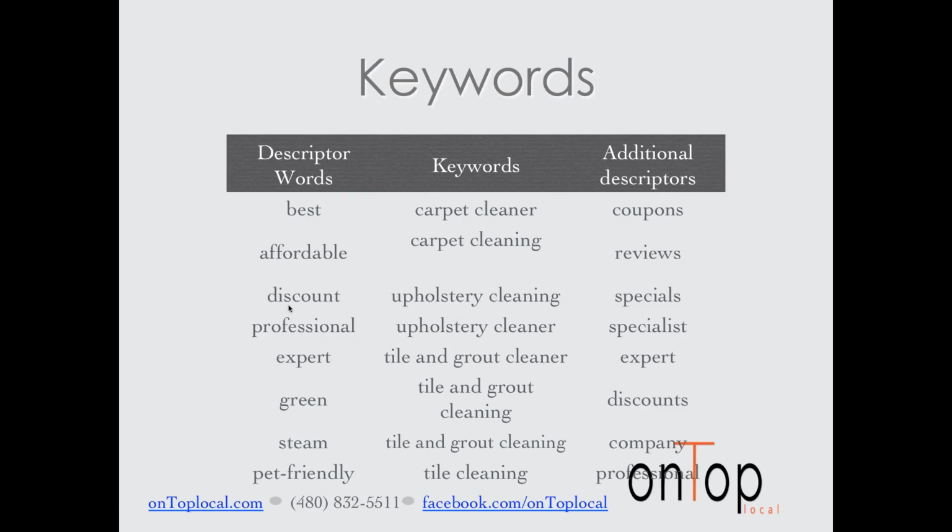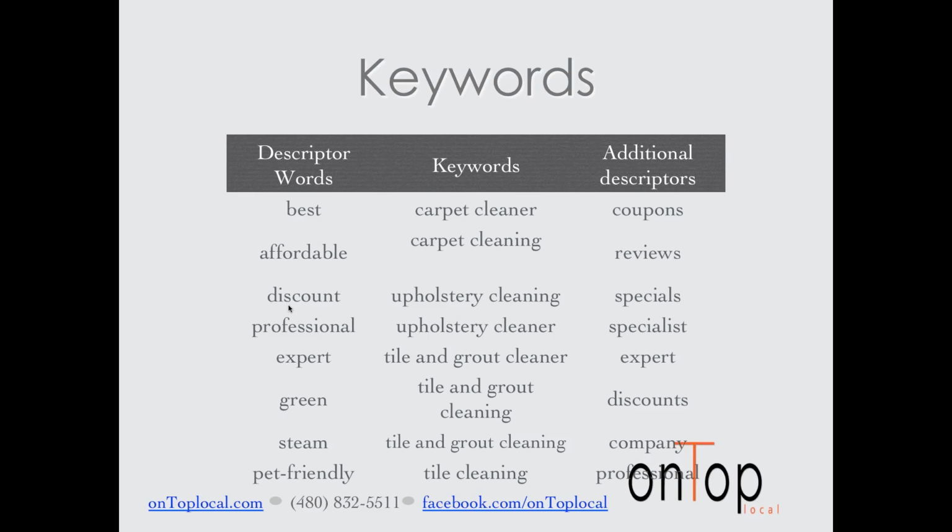Okay, so right here, this is what we call our keywords table, and this is a method that we teach and that we use to help vary our titles and come up with tons of different titles. So this table is comprised of 3 different categories, or 3 different columns. You have your descriptor words on the left here, and then you have your keyword section, and then your additional descriptors. So we'll address each one individually.